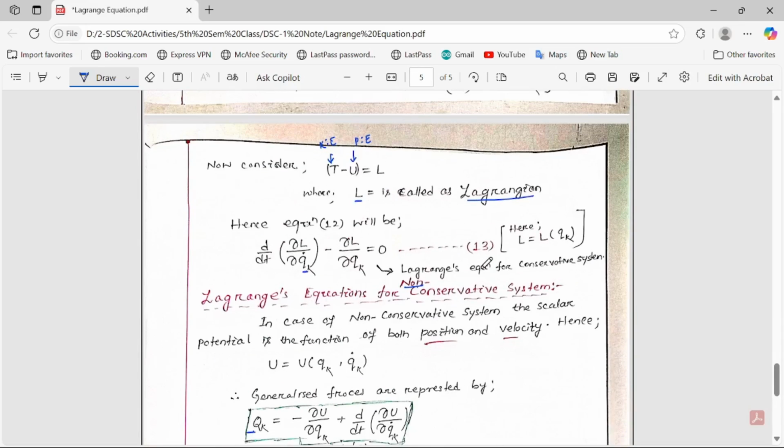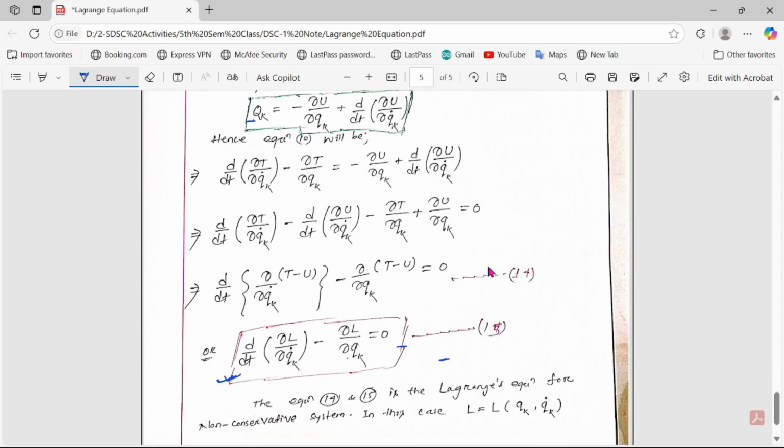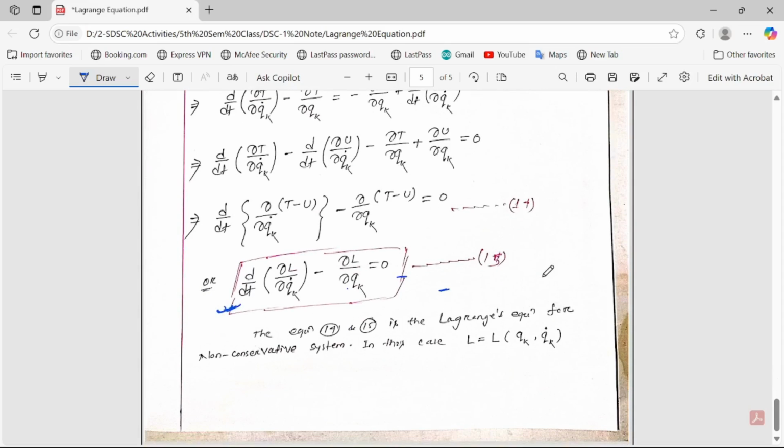But here you can see that equation number 13, which belongs to the non-conservative system, and equation 15, the conservative system, are both in the same format. Both are in the same format. So in general, the Lagrange equation of a dynamic system is this one: d by dt of del L by del Qk dot minus del L by del Qk equal to 0.